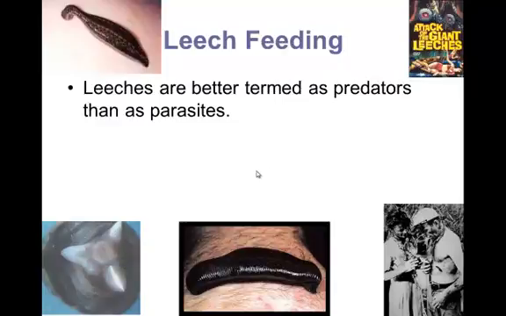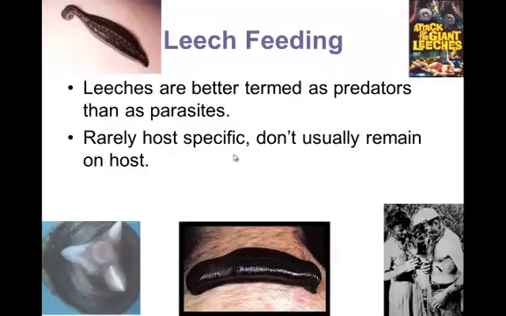Leeches also have suckers. They have a sucker on the front end and on the back end, and they can move like a slinky. Really interestingly, they also can swim in the water toward you. Land leeches will move on the land like slinkies toward you. It's really quite fascinating. The leeches are usually not host-specific, one species, but they're usually group-specific.